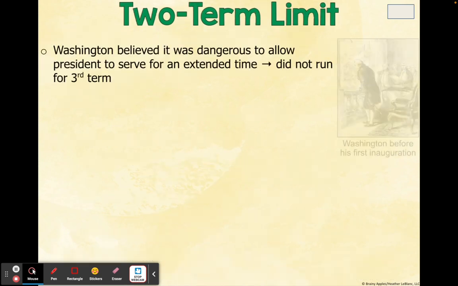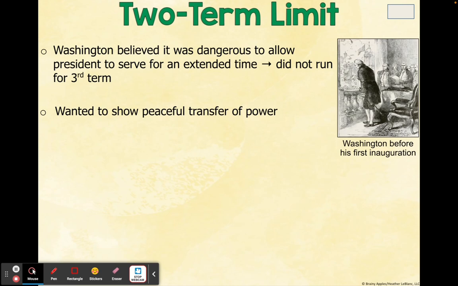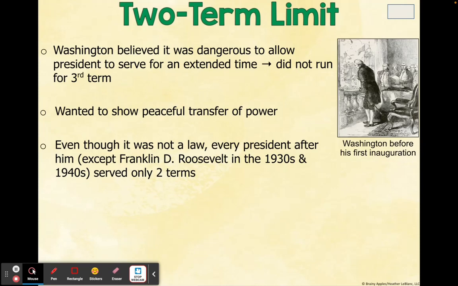One of the major things that Washington does is he believes it's dangerous to allow somebody to serve for a long period of time. He, again, does not, we are not a nation that is operated as a monarchy. So he said, when it comes time to run for a third term, he does not run. He wants to show that we are a nation capable of peacefully transferring power from one leader to another. So even though this was not a law, every president after him follows that and says, I'm not better than Washington. He served 2 terms. I'll serve 2 terms as well.